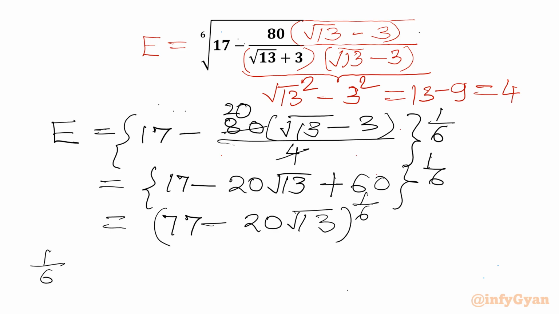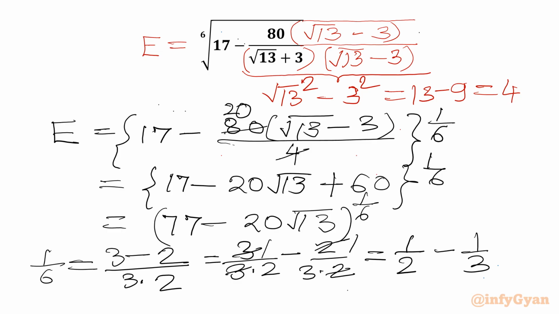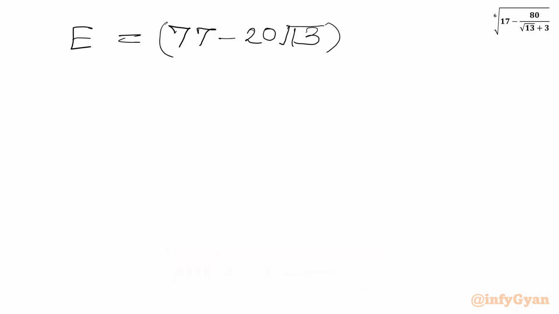Now I can write 1 over 6 as 3 minus 2 is 1, and denominator 6 is 3 times 2. Now I can write 3 over 3 times 2 minus 2 over 3 times 2. So 3 will cancel, 2 will cancel. We will get 1 over 2 minus 1 over 3. So I can write E equal to 77 minus 20 square root 13, and power 1 by 6 will be 1 by 2 minus 1 by 3.